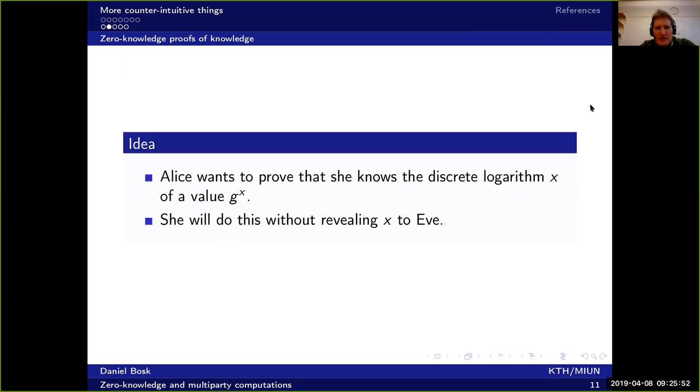So the idea is this: Alice wants to prove that she knows the discrete logarithm x of a value g to the power of x. So x is the private key, and g to the power of x is the public key. This is exactly the case in both Diffie-Hellman and El-Gamal that we've looked at. And she wants to do this without revealing x to Eve, or giving Eve any of these types of signatures that Eve can abuse.